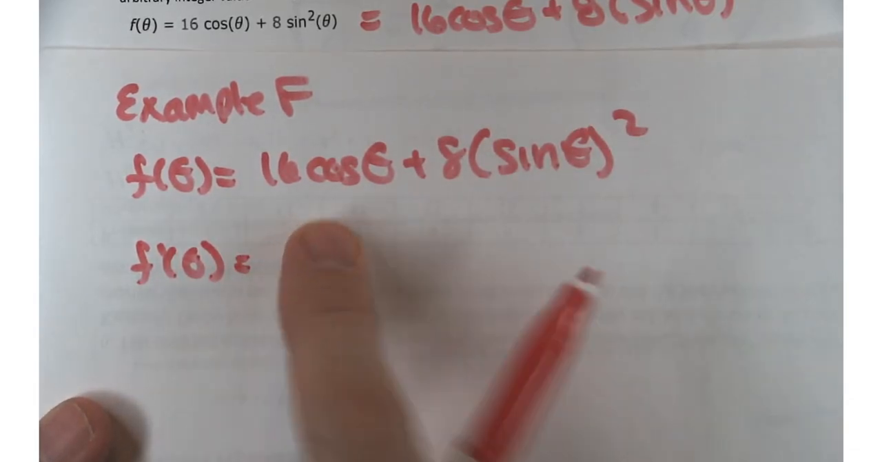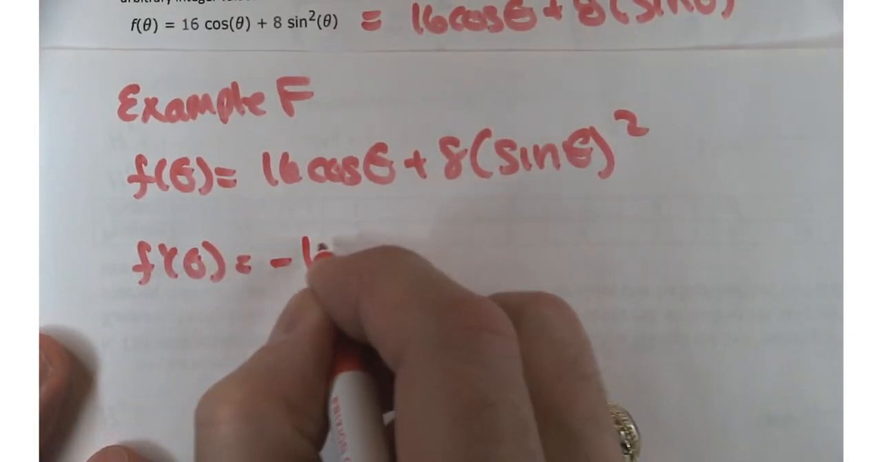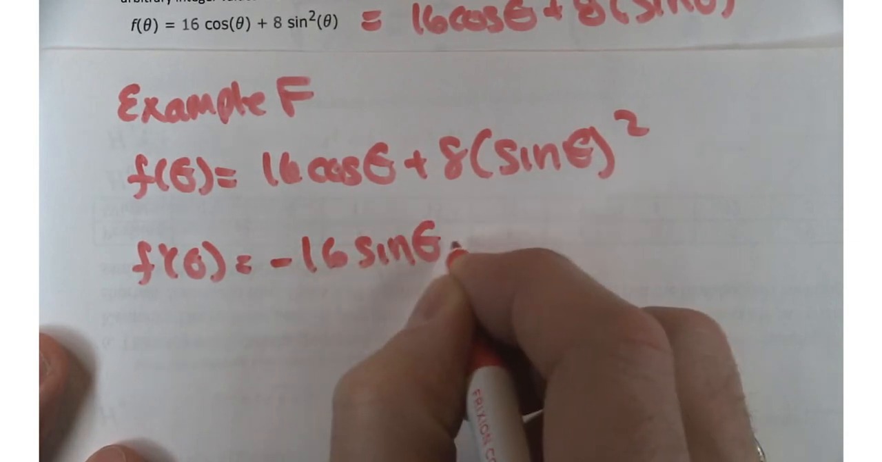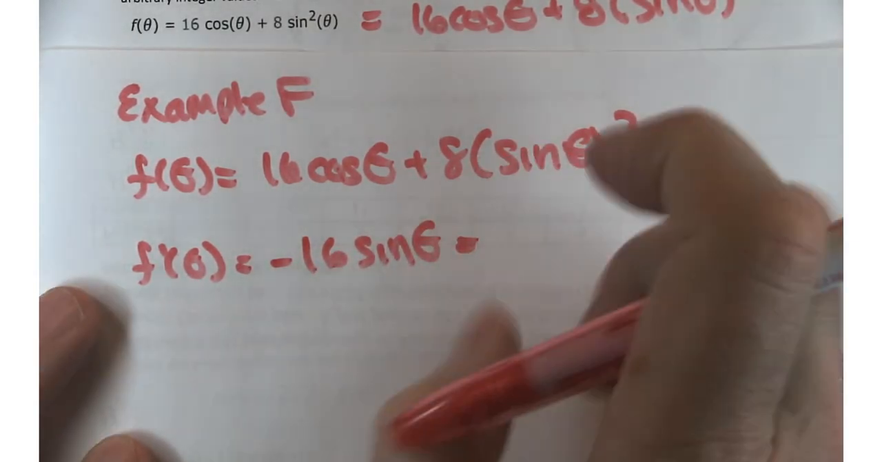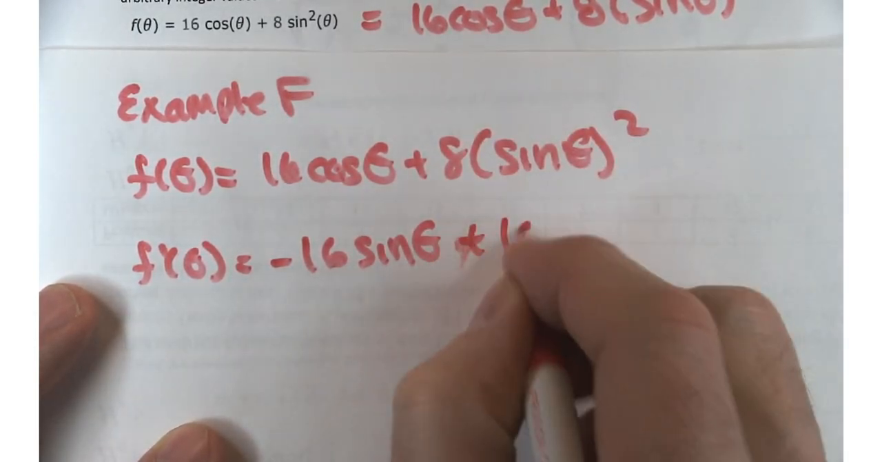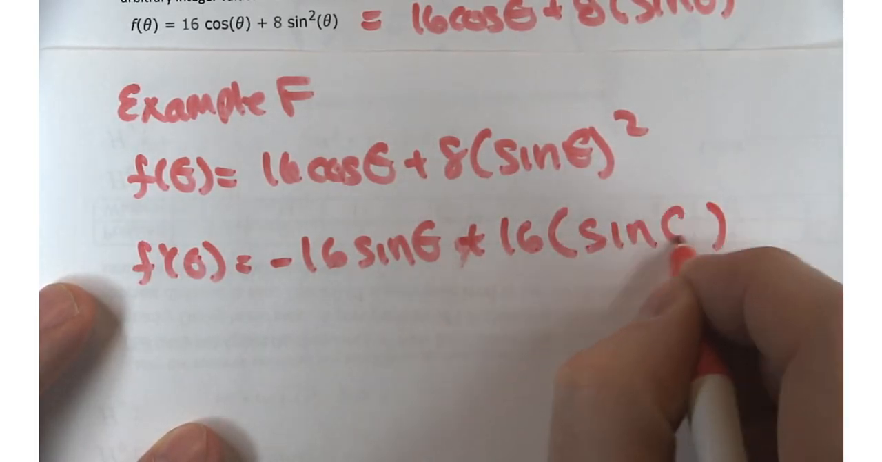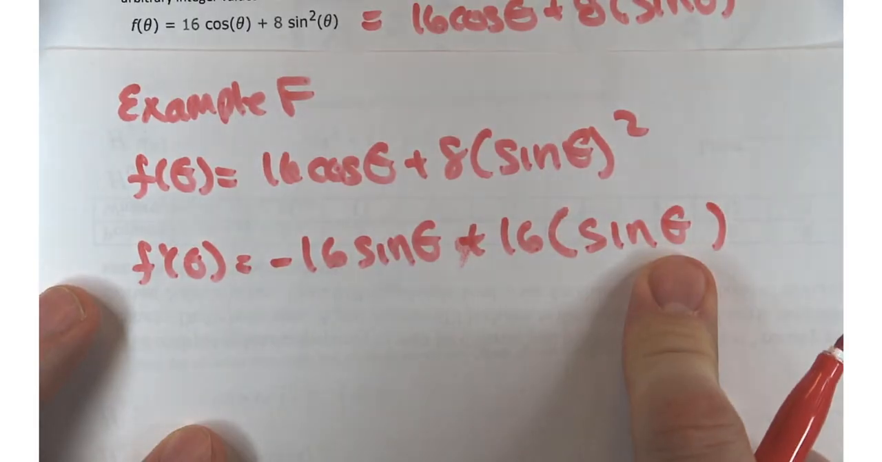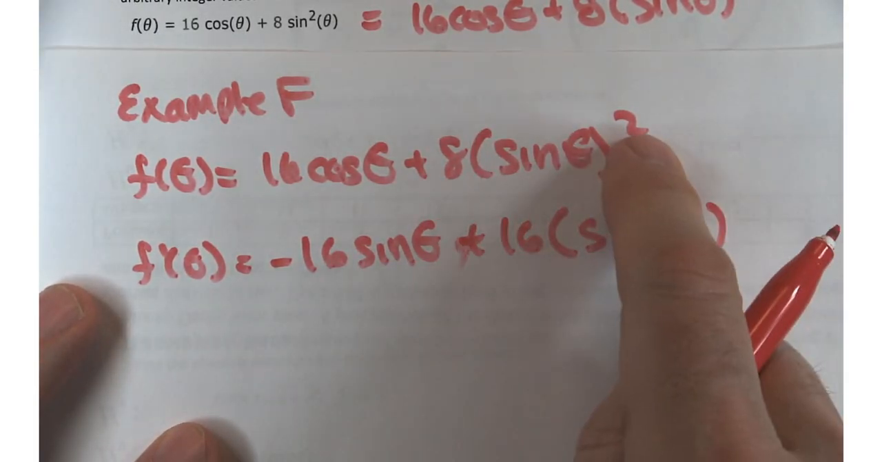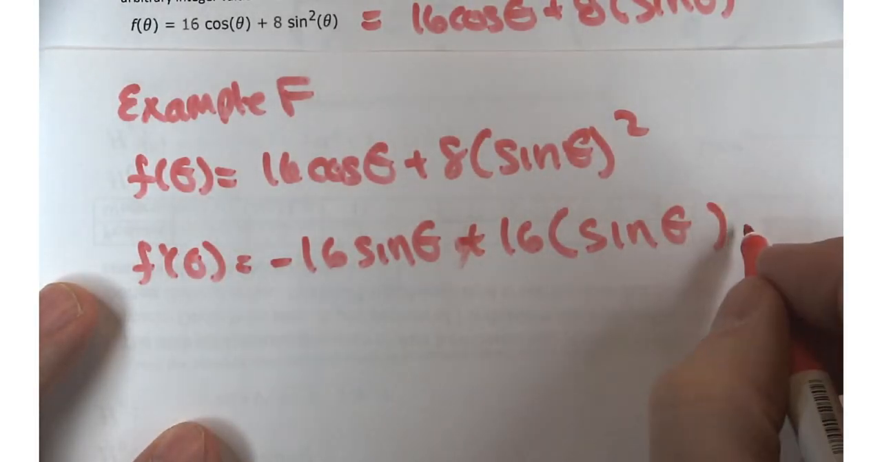Derivative of cosine. What's the derivative of cosine? Negative sine. Thank you. All right. Negative 16 sine of theta plus 2 times 8 is going to give me 16 again. Sine of theta, this time to the first power. Is that it? Times derivative of the inside. You got to use the chain rule, derivative of the outside, gives me the 2 times that to the first power times derivative of the inside, which is going to be cosine of theta.